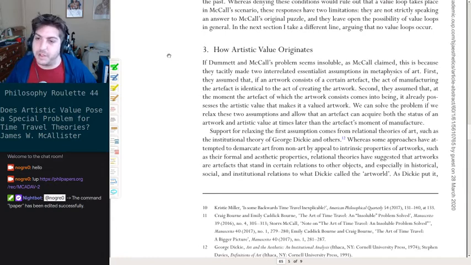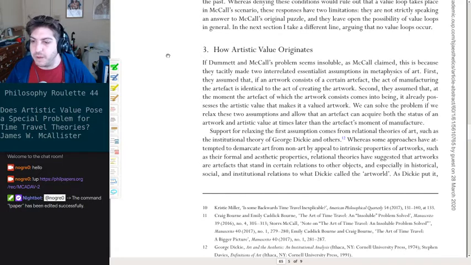If Dummett and McCall's problem seems insoluble, as McCall claimed, this is because they tacitly made two interrelated essentialist assumptions in metaphysics of art. First, they assumed that if an artwork consists of a certain artifact, the act of manufacturing the artifact is identical to the act of creating the artwork. Second, they assumed that the moment the artifact of which the artwork consists comes into being, it already possesses the artistic value that makes it a valued artwork.